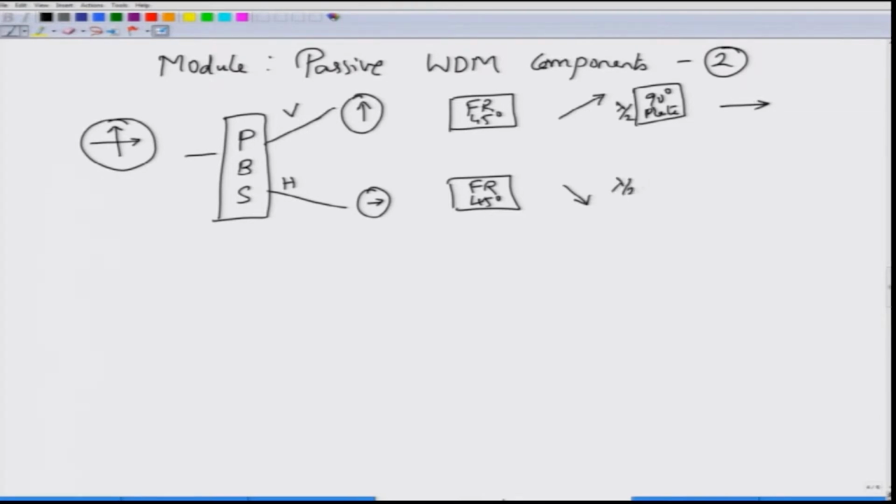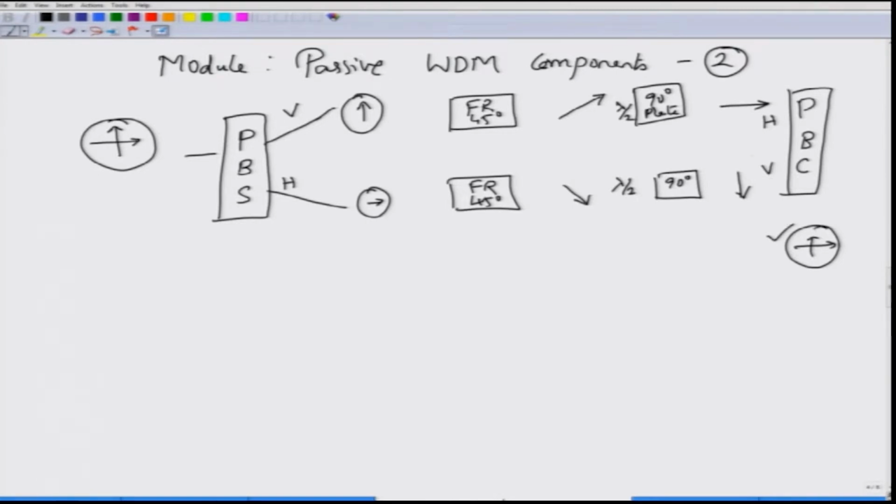Similarly, if I put in one more lambda by 2 plate, this is another 90-degree plate, which means that the angle again will be rotated by 45 degrees. So, the angle gets rotated, and the 45-degree polarized light will become a vertically polarized light now. So, I have a horizontal and a vertical, but I can use what is called a polarization beam combiner, which will work exactly in the opposite way, right. It will combine a horizontal and a vertical polarized light into a single polarized beam. It contains both horizontal and vertical polarized light. So, this is a simple polarization independent operation.